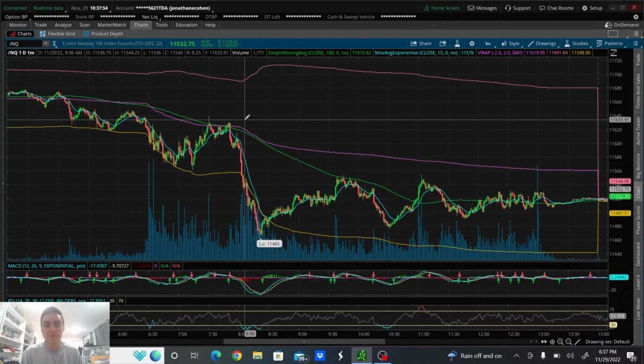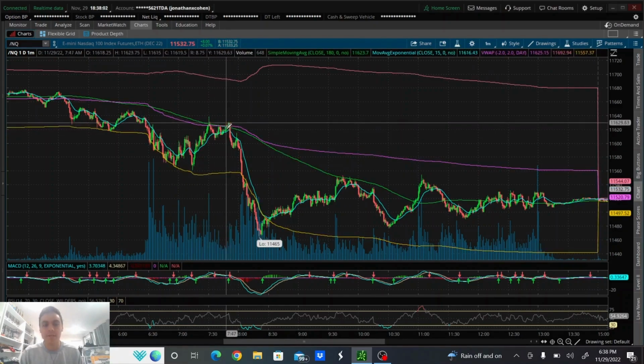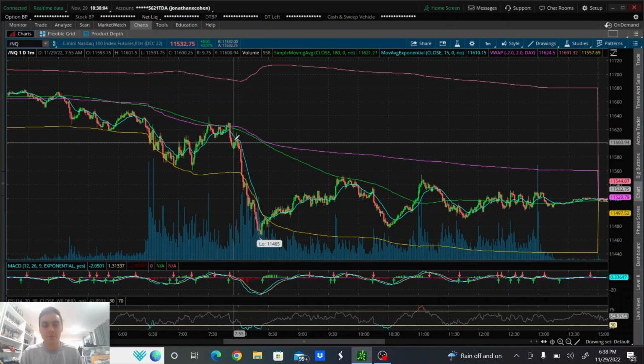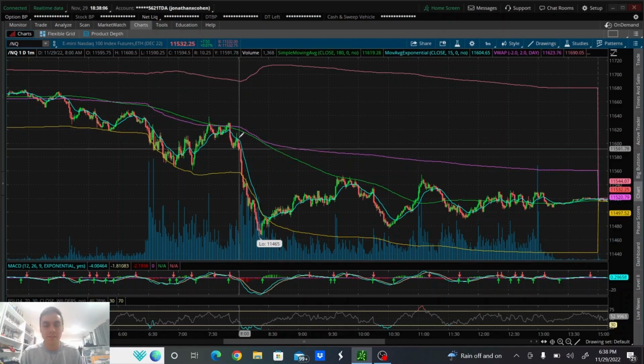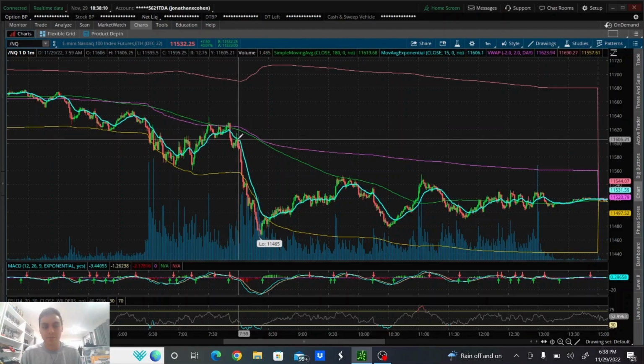Hold myself accountable to just walk away, hold off a bit until direction becomes clear. When would it become clear? Well, this thing was super choppy, right? It peaked out, started to sell off, pulled back up, and then started to sell off again. So I could have tried getting in during this sell off or even this sell off here. Well, I took advantage of both of them, right?